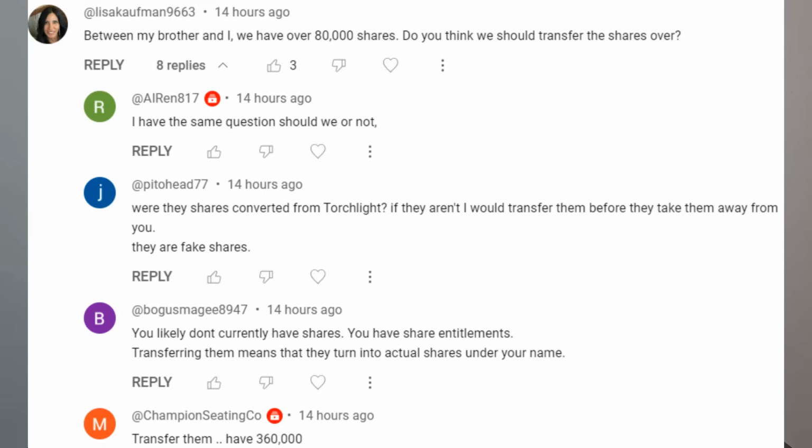It is optional. And what Lisa Kaufman has stated here is, between my brother and I, we have 80,000 shares. Do you think we should transfer the shares over? So again, similar question, and we cannot give a specific answer to this because it's a personal decision. So just to remind you, the benefits of transferring: you will get shares in Newco, a company yet to be formed. Benefits of not transferring: you'll still get Nexbridge Hydrocarbons.